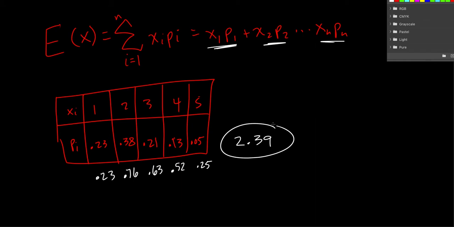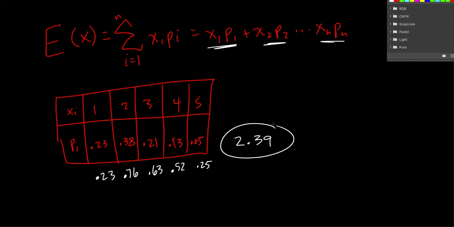Obviously we can't get 2.39, but this is basically the average number of magazines that people buy. So it's still most likely that they'll buy 2, because if we had to round to either 2 or 3, we would round to 2.